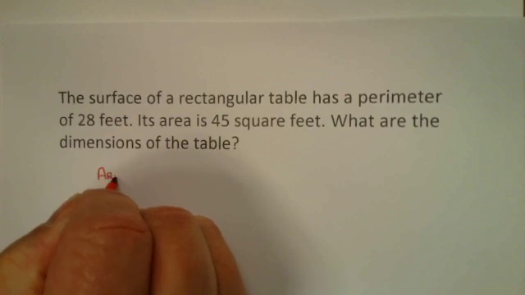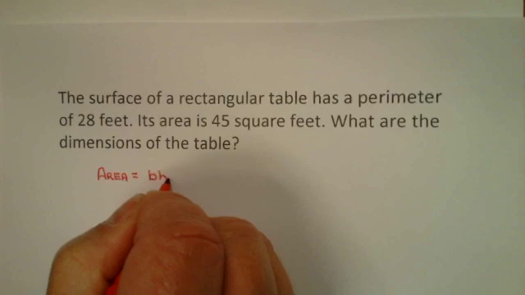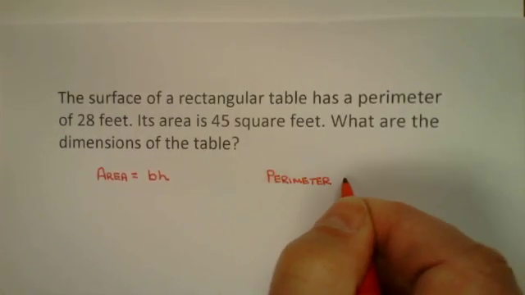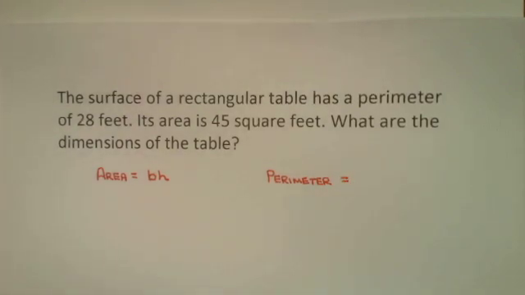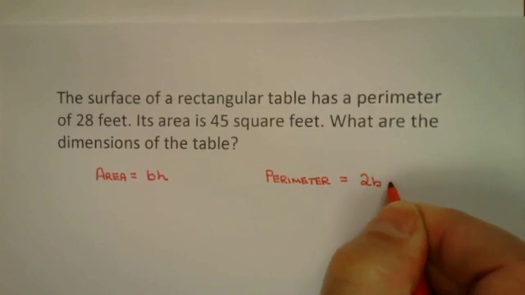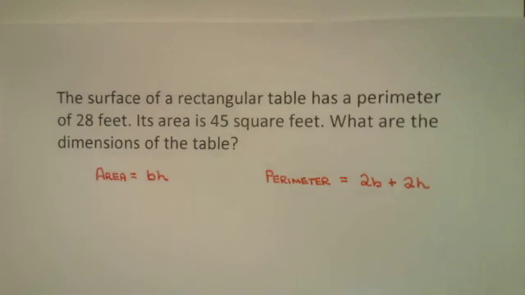How do you find the area of a rectangle? Well, it's base times height. How do you find the perimeter? To find the perimeter, you have to add up all the sides. Well, what are the sides using base and height? Well, I have two bases and I have two heights. Add all those together. So I'm going to have two bases and two heights. And once I add all that up, I'll get the perimeter.